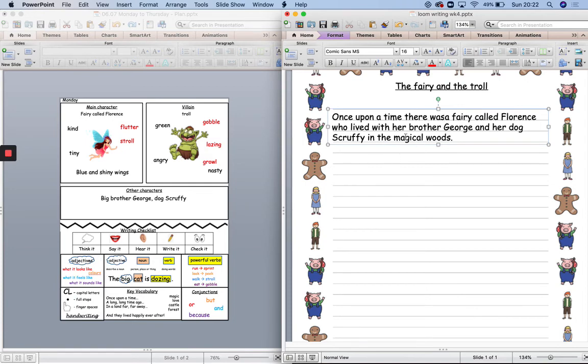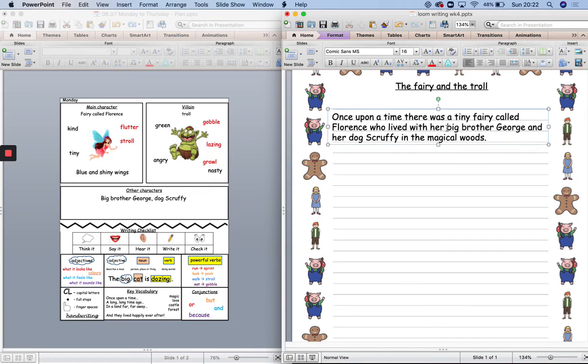I've described the woods there as magical. Maybe I could describe Florence. So I'll use one of my adjectives here, a tiny fairy. There was a tiny fairy called Florence who lived with her brother, or I did say he was her big brother, so I'm going to write that there as well.